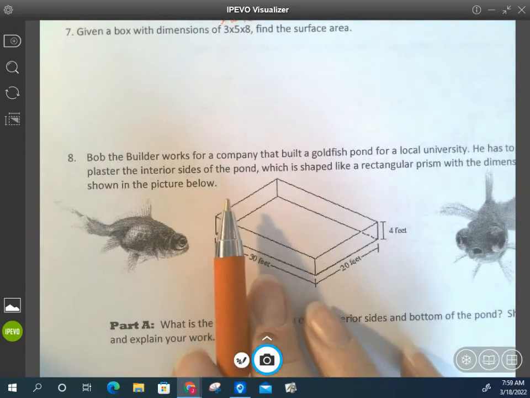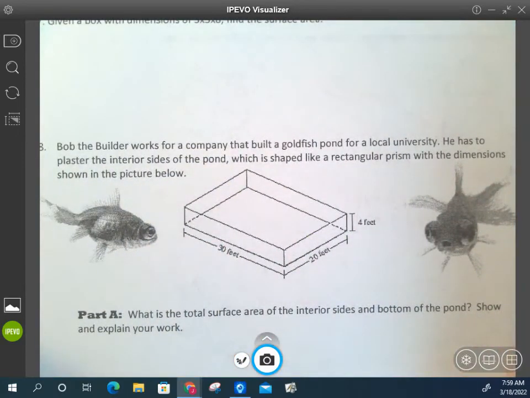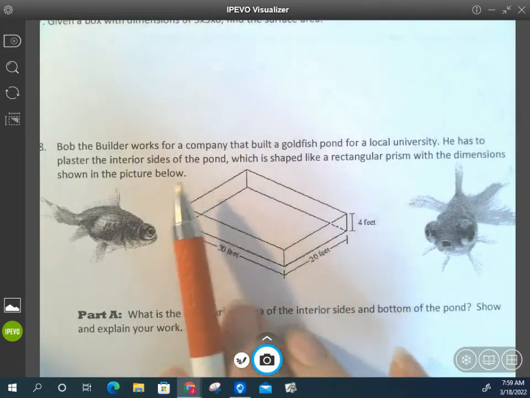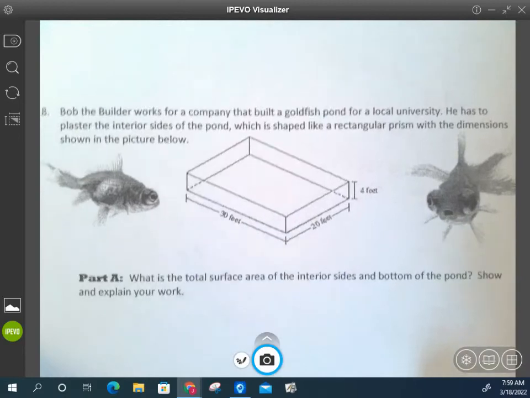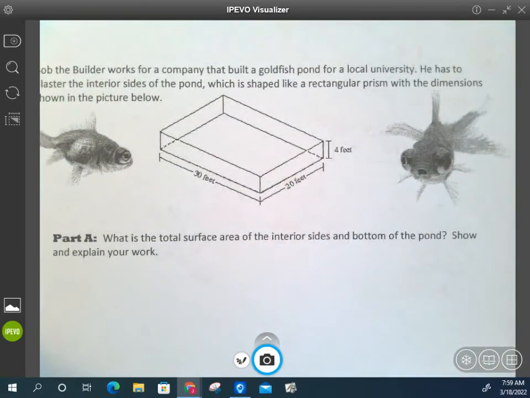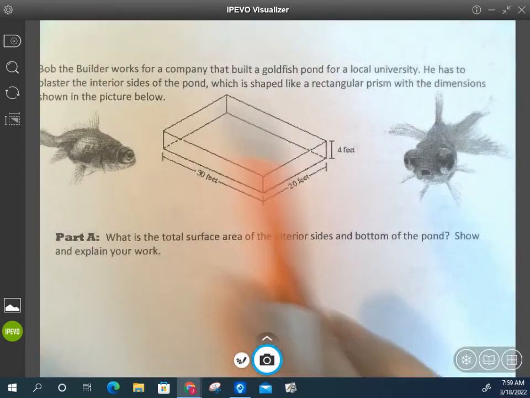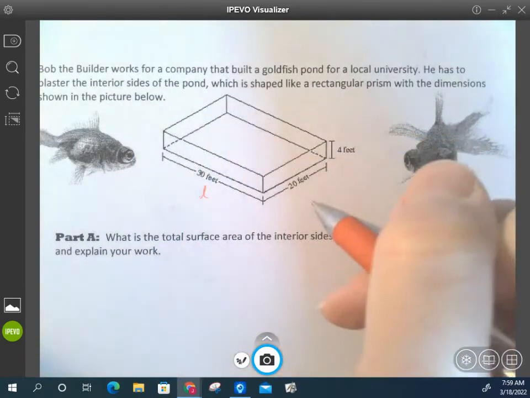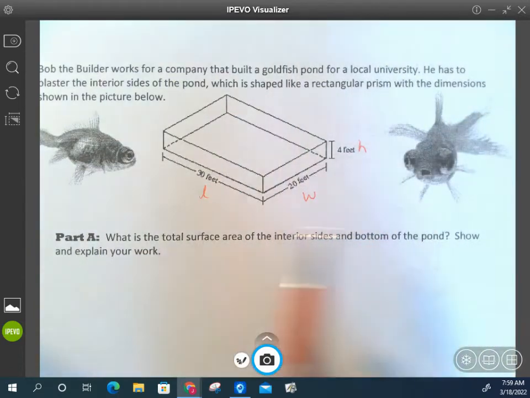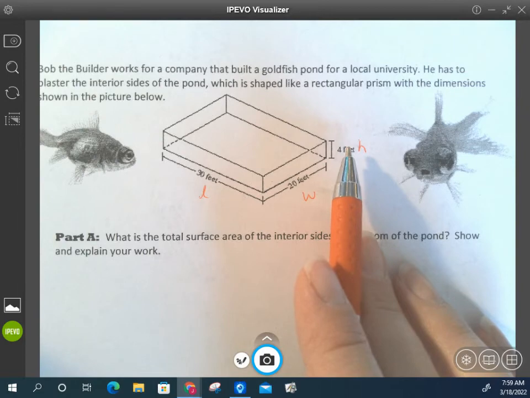Bob the Builder works for a company that built a goldfish pond for a local university. He has to plaster the interior sides of the pond, which is shaped like a rectangular prism with dimensions shown in the picture below. Now, hold on a minute. Tell me what we would not be plastering. The top piece. Do you see that? So you'd have 4 sides, you'd have a base, but the top would not be plastered. Now, this is your length, width, and this is your height. The length and width, we can interchange those, but the height, we can't interchange that, okay?